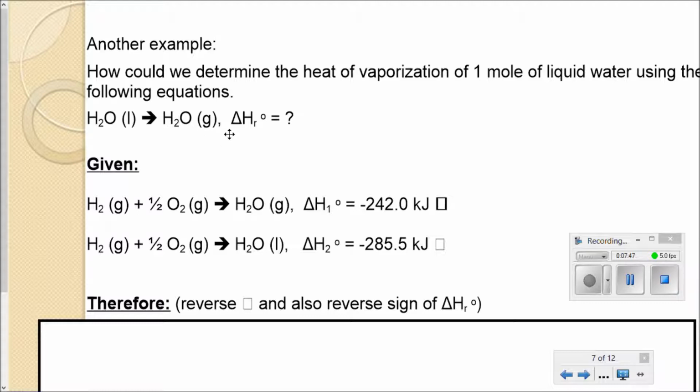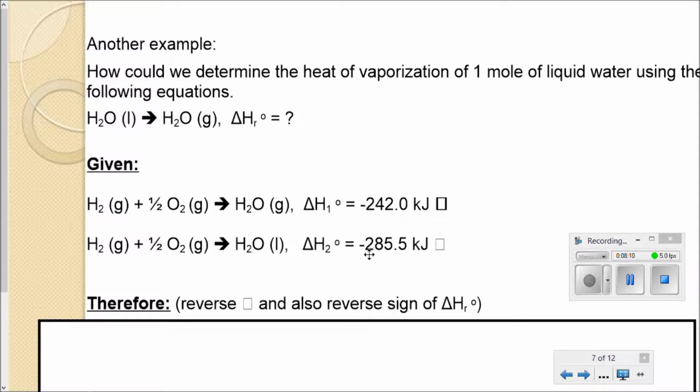Now, the question will always give us these givens. They'll always give you given equations. So we know the first one is H2 gas plus half O2 gas equals H2O gas. It gives us a known enthalpy. The second equation is H2 gas plus half O2 gas equals H2O liquid. It also gives us the enthalpy.